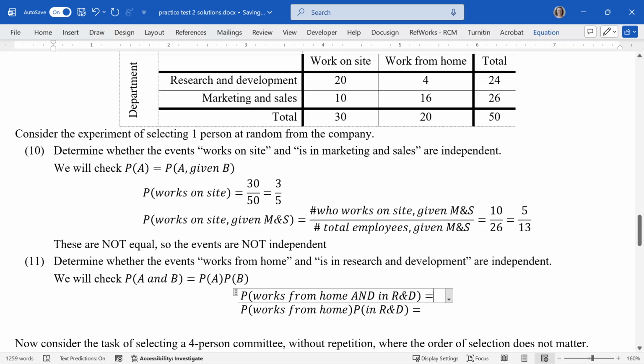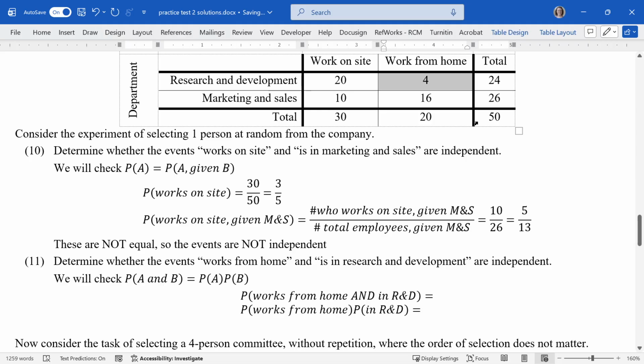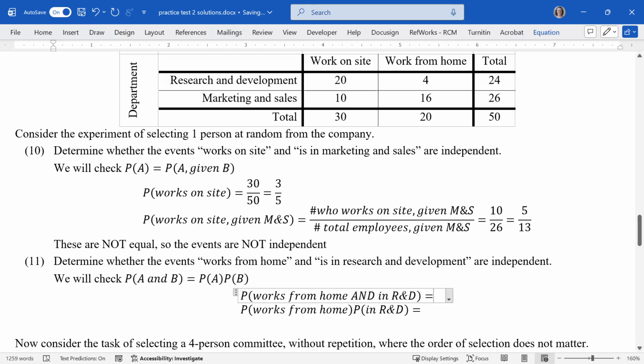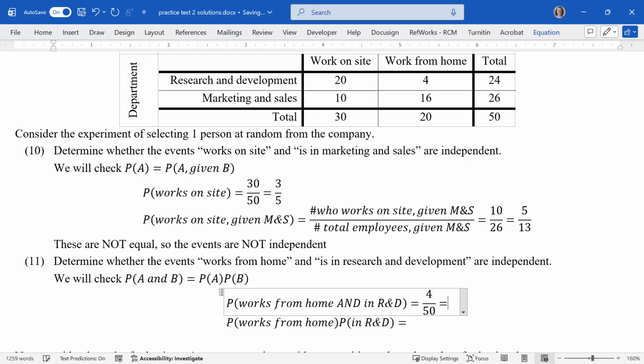Okay, the probability of both events in the same one person that we're going to select. So works from home and R&D, that is these 4 people right here. And it's out of the total pool of 50. So this is 4 out of 50. If I cancel a 2 from the top and the bottom, 2 out of 25.